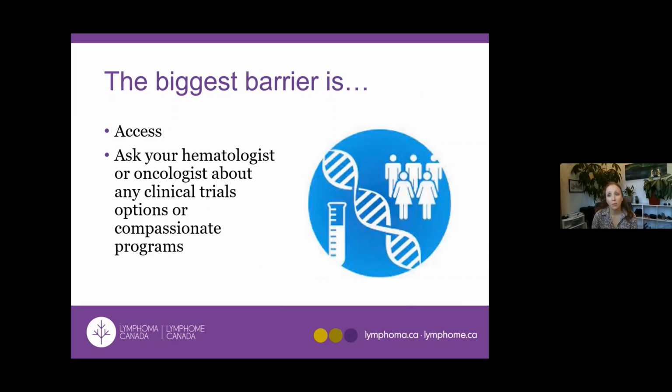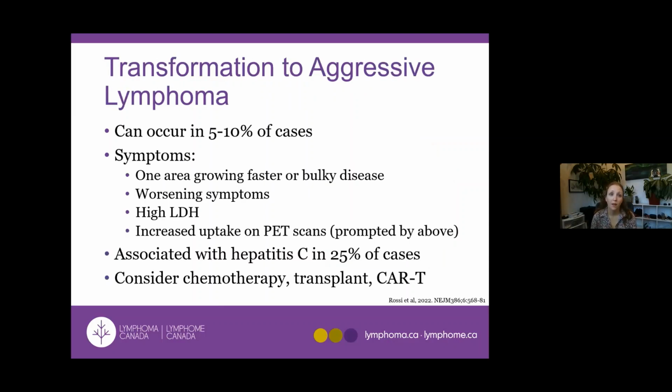So it's really important, if you have any questions or concerns, or if your disease is progressing, to ask your hematologist or oncologist if there are any clinical trial options. We can also access some of these medications through compassionate programs where we are given the medication for free to use in patients. So that might be a good option for certain individuals.